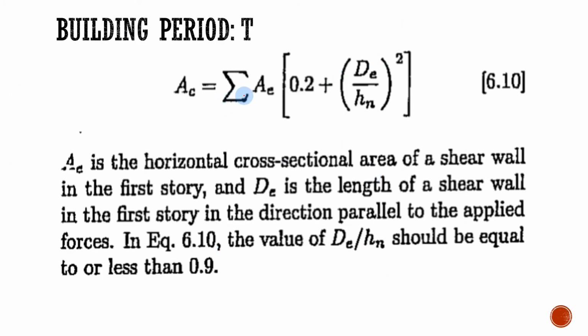Okay, simply summation of AE times 0.2 plus DE over HN squared. So AE is the horizontal cross-sectional area of a shear wall in the first story. And DE is the length of the shear wall in the first story in the direction parallel to the applied forces. Okay. Take note that the value of this term here should be equal to or less than 0.9. Okay, so any value greater than 0.9 is invalid. Okay, so 0.9 lagi ang maximum.